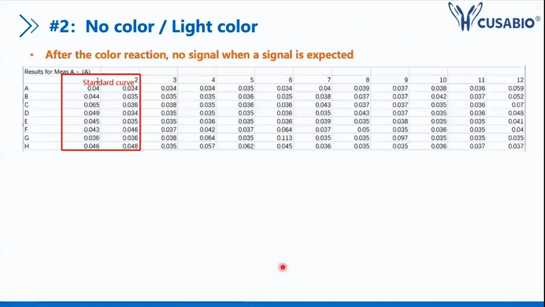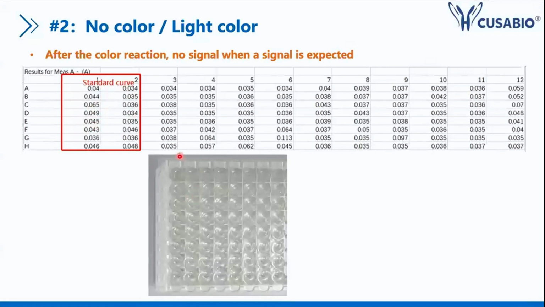After talking about problem one, problem two is the opposite of problem one. Instead of high background and high signal, what happens if my plate has no color or light color? Here is one example of this situation. Take a look at the OD here. This is the OD from the standard, and you see that all the readings are below 0.1 and there's no gradient. With our naked eyes, the color of the whole plate is actually pretty clear. It looks like a very, very clean plate.